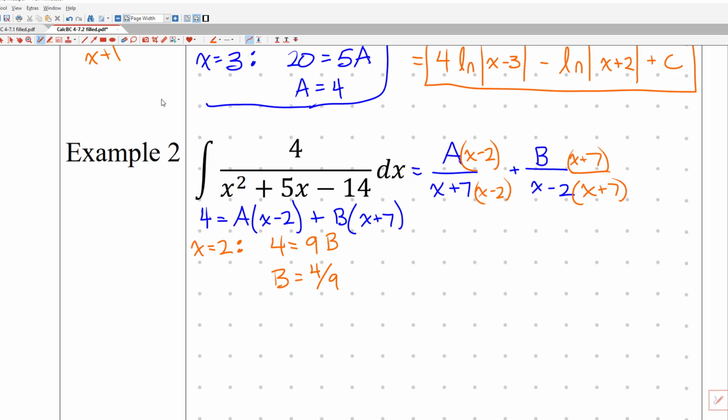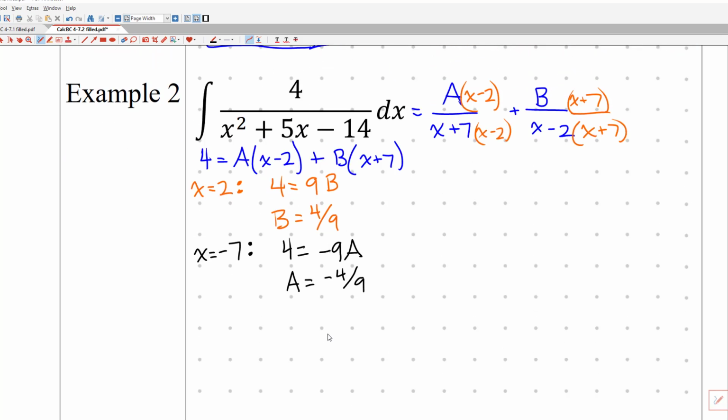What happens if I do the other nice number? If I choose −7 to make this whole term 0, so if x is equal to −7, then on the left hand side I still have 4, so I'll copy that down. And then when I plug in −7 into this x, that's going to be −9a. Divide both sides by −9, and a is equal to −4/9. Which is interesting. They're just opposites of one another. It's pretty cool. So what does this mean?